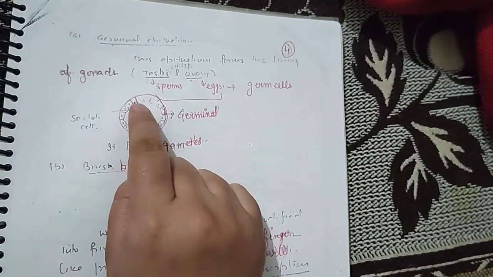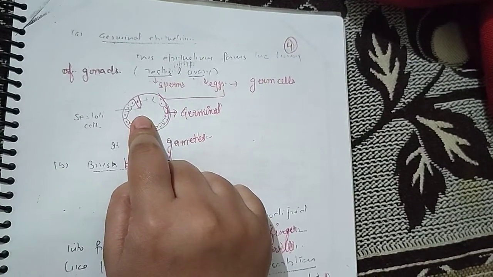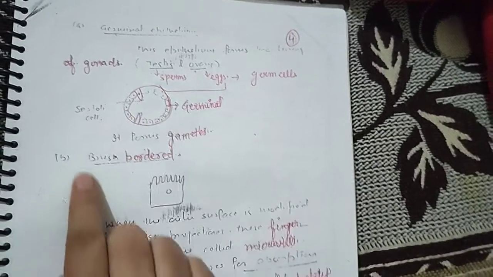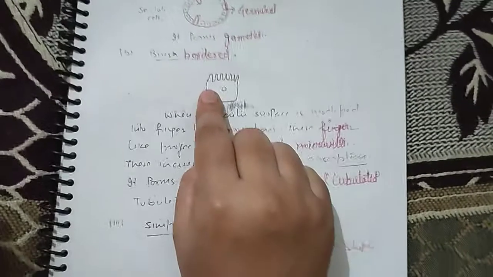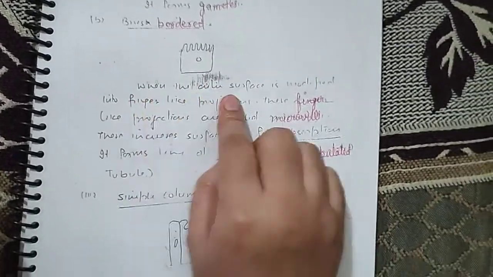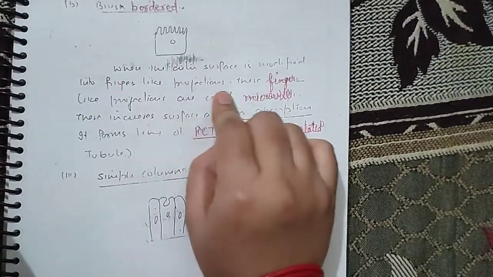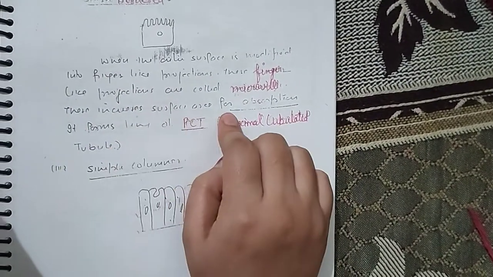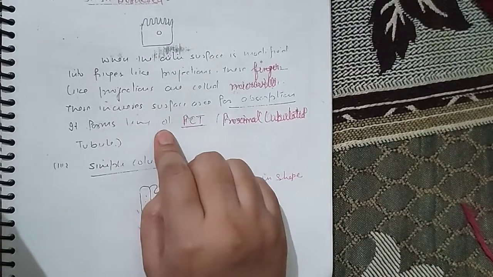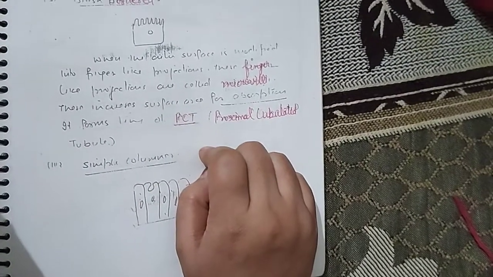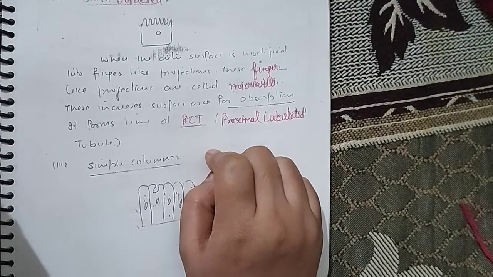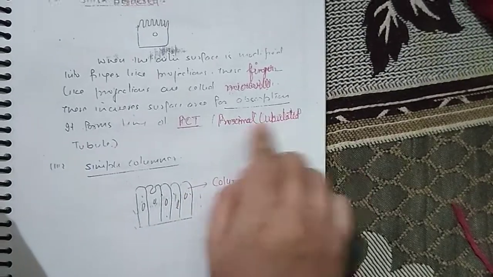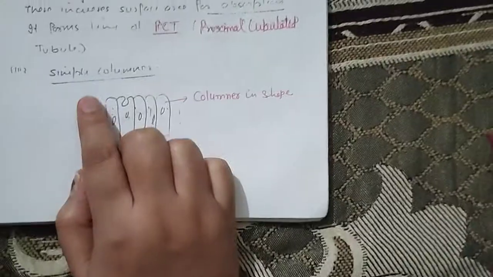Here it has Sertoli cells. Sertoli cells give nourishment. Brush bordered. Here you can see the structure. When the surface is modified into finger-like projections, these are called microvilli. This increases the surface area for absorption. It forms the lining of the PCT. PCT means proximal convoluted tubule.